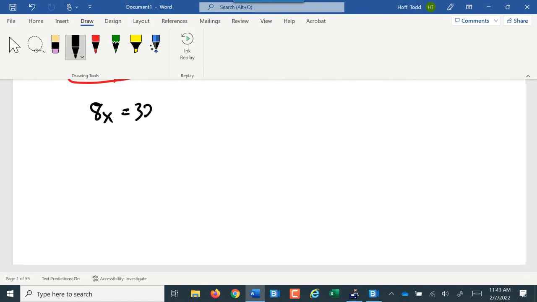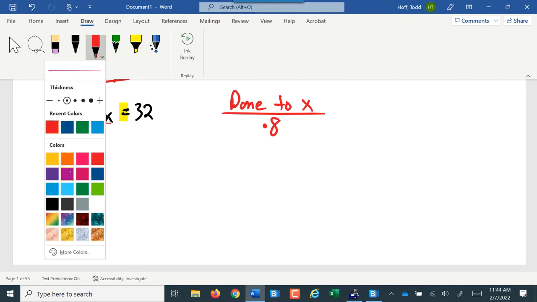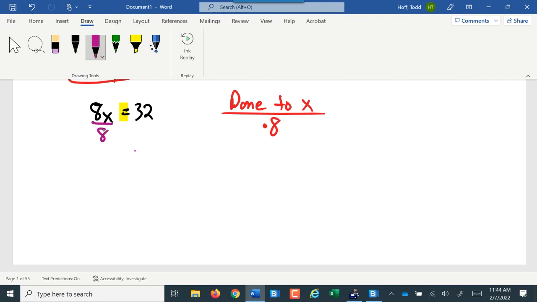8x equals 32. Here again, we find the equal sign, which is right there. And we ask, what's been done to our variable? What's keeping our variable from being alone here? There's the 8, and the 8 is multiplying x. So what was done to x, it was multiplied by 8. So to take it apart, we're going to do the opposite. We're going to divide by 8.